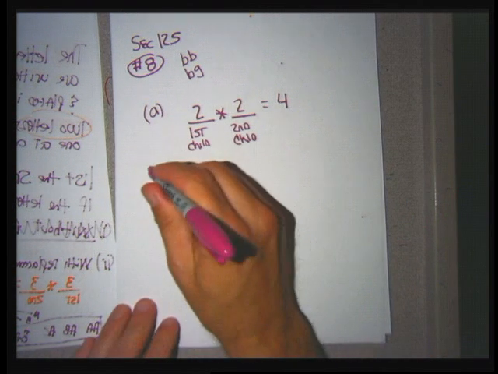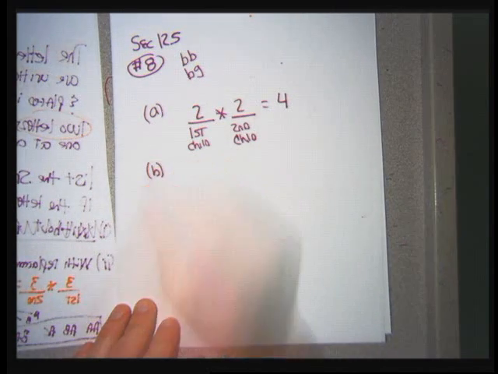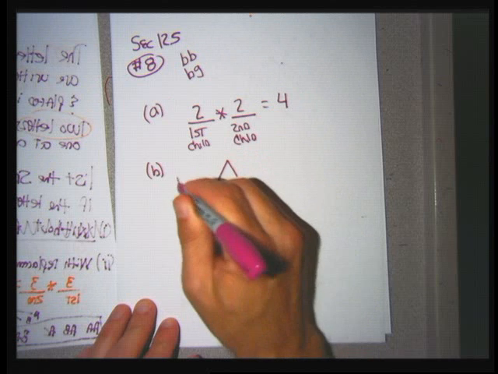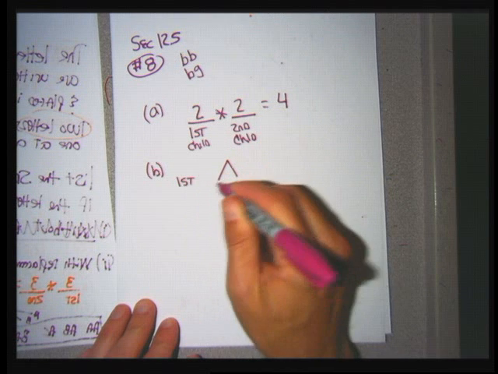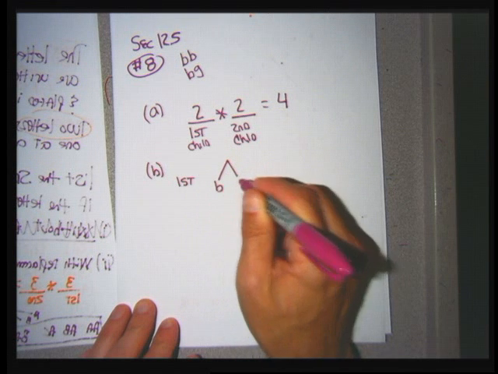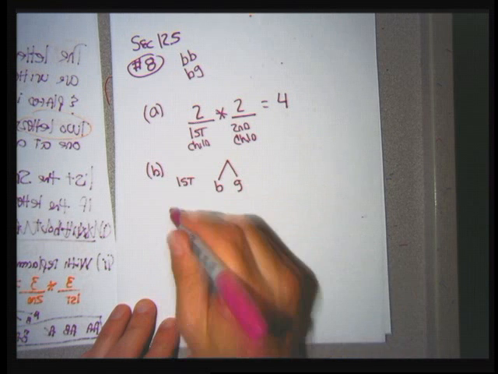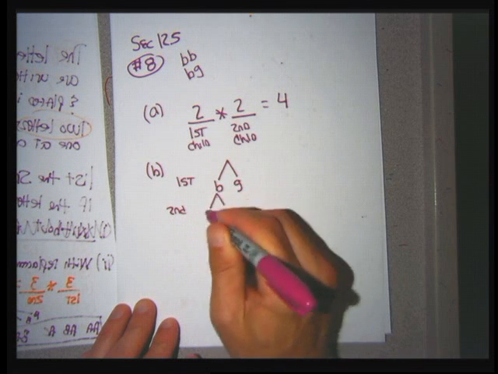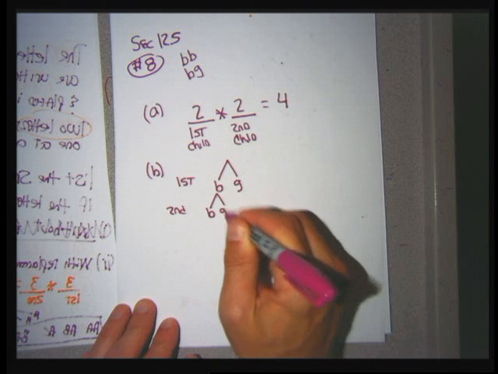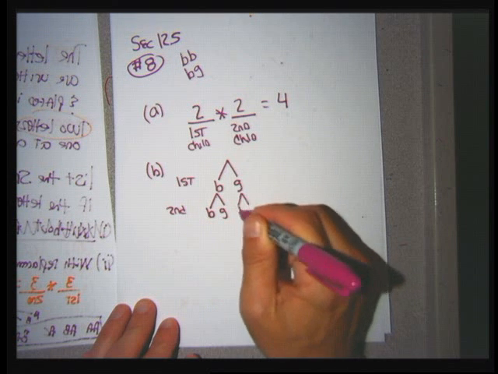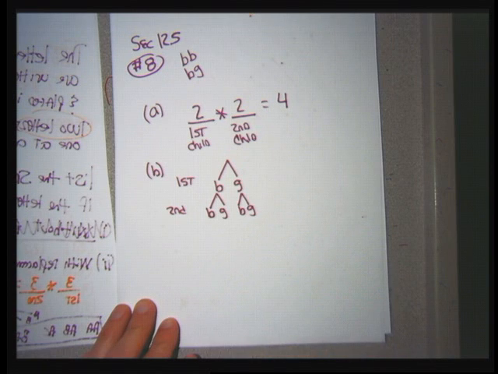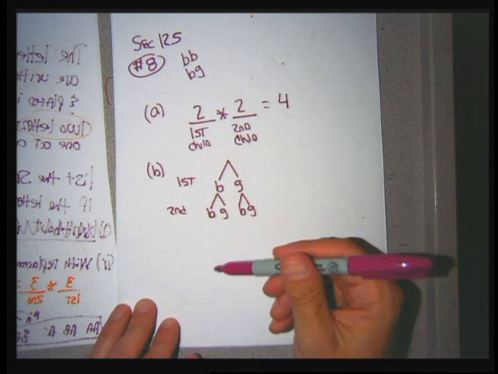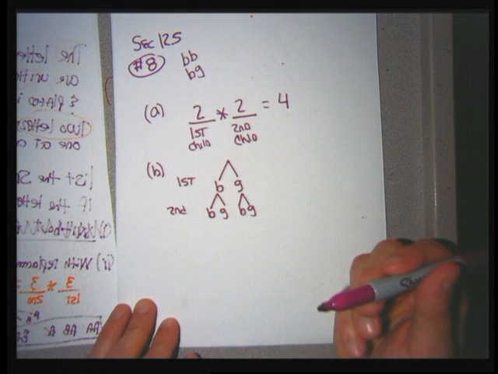Part B says make a tree diagram and list the sample space. So I'm going to make a tree diagram. I'm going to make a spot for a first child. My first child could be a boy or a girl. And then I'm going to make a spot for my second child. Regardless of what my first child is, my second child could be a boy or a girl. And now I'm going to list the sample space. So I only had to make 2 lines as opposed to 3. When I did my coins, I did 3 levels because I flipped the coin 3 times.